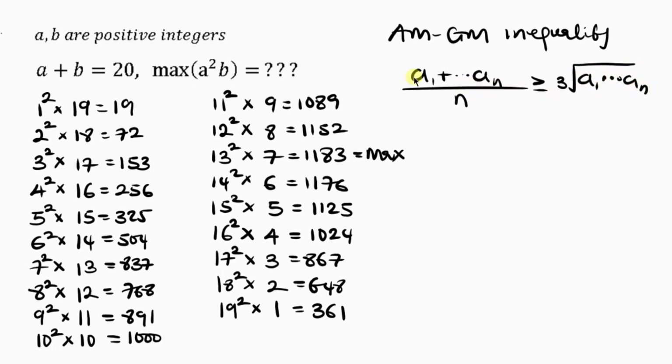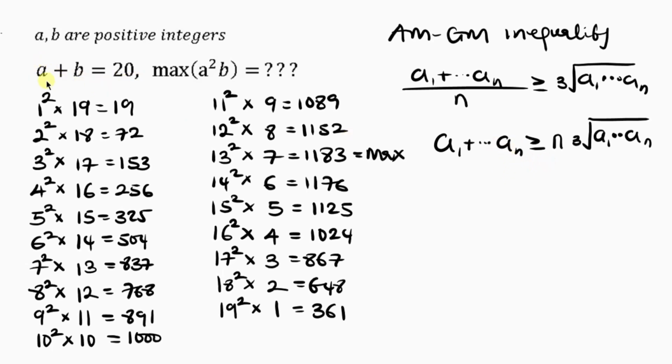And in order to simplify this, I can just say a1 plus up to an is greater than or equal to, by cross multiplying, n times the cube root of a1 times a2 up to an. So this is what we're going to be using to solve this question. And the question is a plus b equals 20.